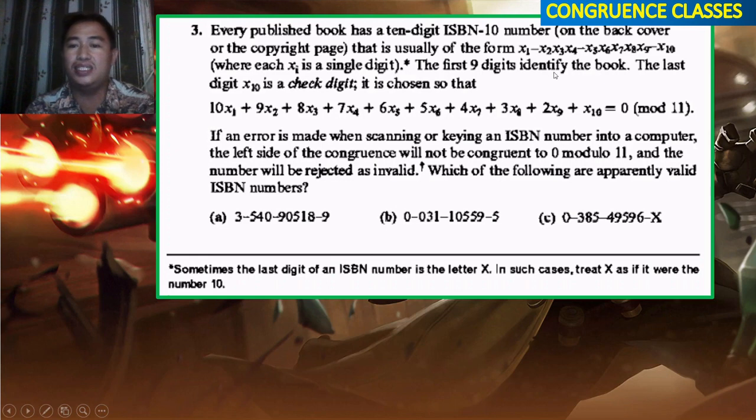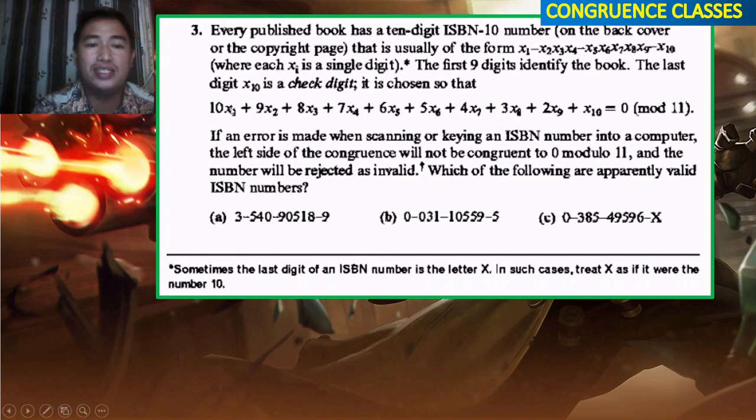The first 9 digits identify the book, and the last digit, x10, is the check digit. It is chosen so that the ISBN 10 number satisfies the condition. If it doesn't, then the ISBN number is invalid.